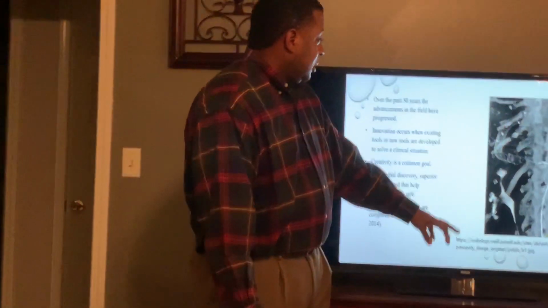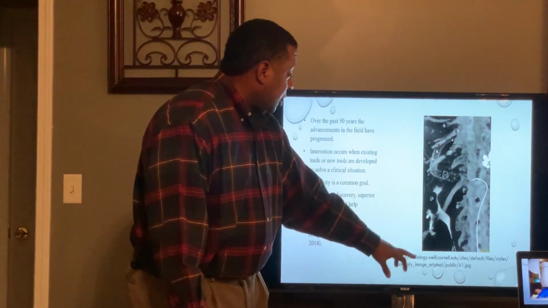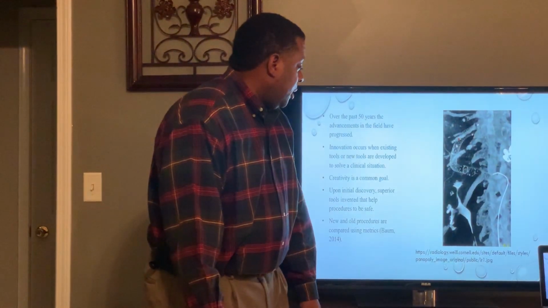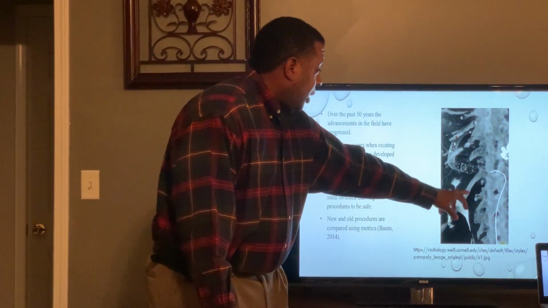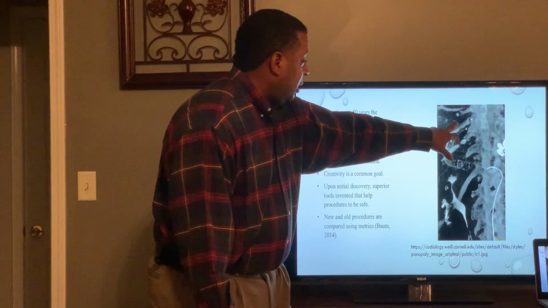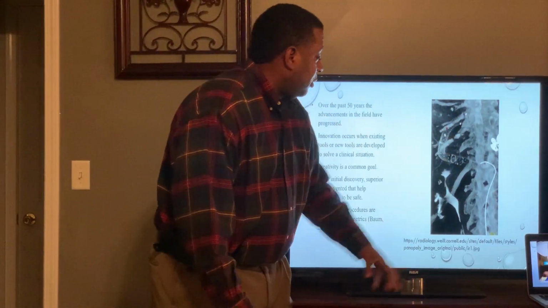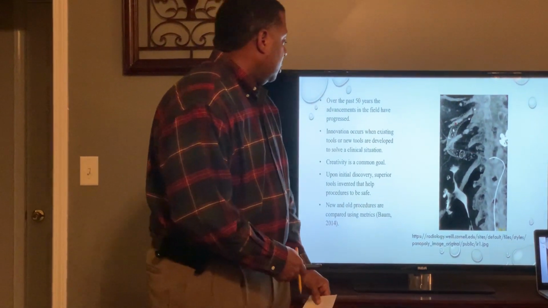And also, this is pretty much an exam of the kidneys, because that's your kidneys right there. And they probably had some blockages in the kidney area, and they put that in and open up the blood flow and the flow of the kidneys.